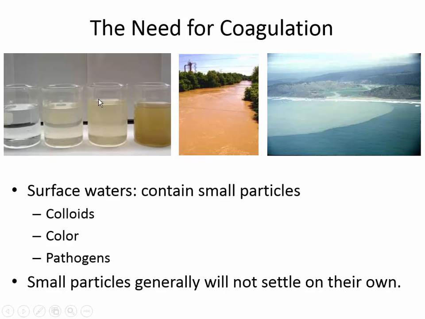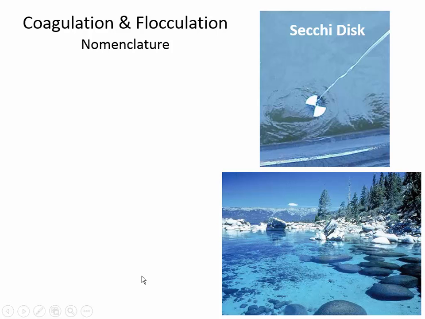So what we are interested in removing from surface water is colloids, which are suspended clay particles, color, and natural organic material like decaying leaves. In the fall, when the leaves fall off the trees, it can change the color of the water to a yellowish or brownish tint. And then there are also pathogens, and usually the pathogens are stuck in or on the surface of particles. So very small particles won't settle on their own, and I've got an animation to show you that.